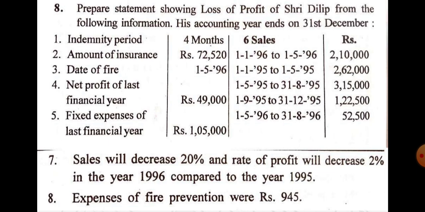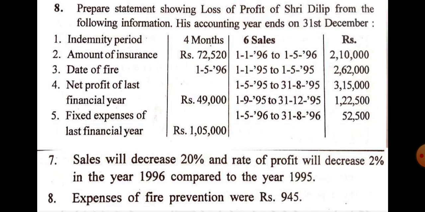Prepare statement showing loss of profit of Shri Dilip from the following information. His accounting year ends on 31st December. Indemnity period 4 months. Amount of insurance rupees 72,520. Date of fire 1st May 96. Net profit of last financial year rupees 49,000. Fixed expenses of last financial year rupees 1,05,000.